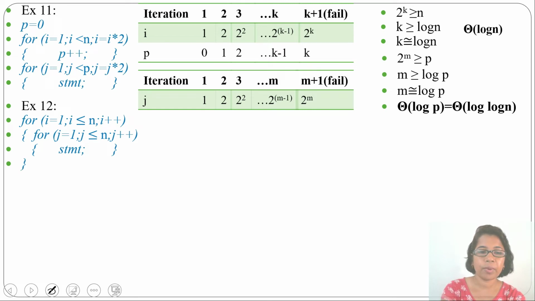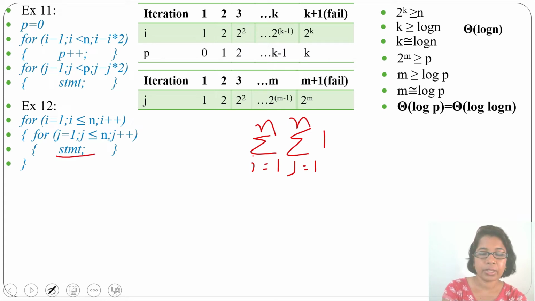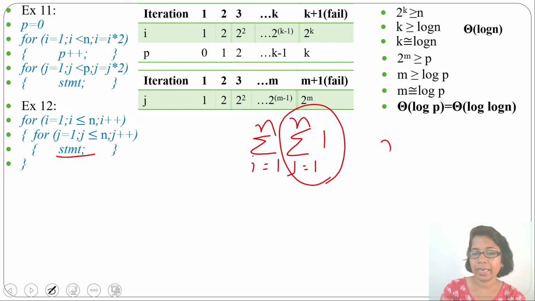These two for loops are nested loops and these are incremented by 1. So we can write this by using some expression. We can write sum i equals 1 to n, then sum j equals 1 to n, 1 due to this statement. Then we can evaluate this summation. n minus 1 plus 1, minus 1 plus 1 will be cancelled, we will get n.